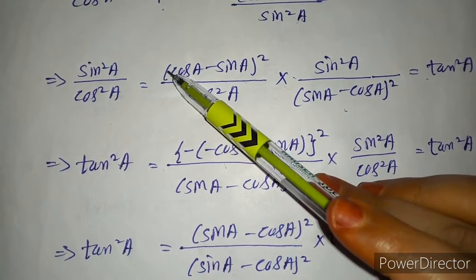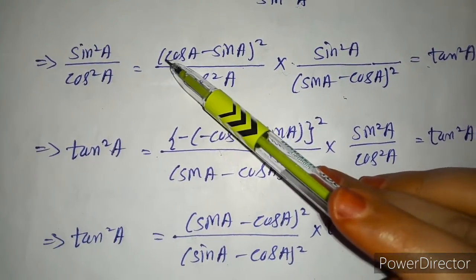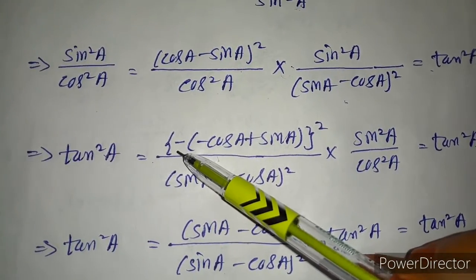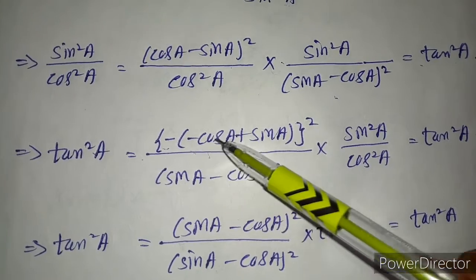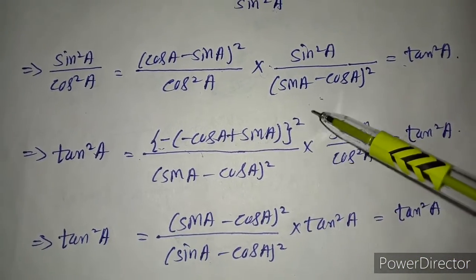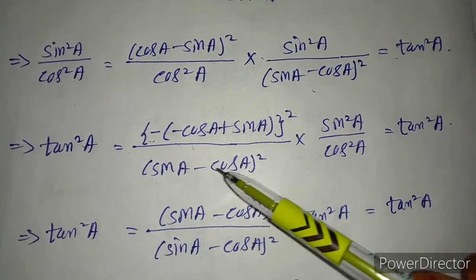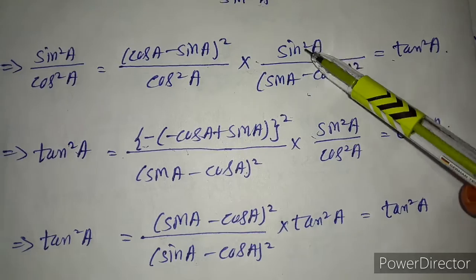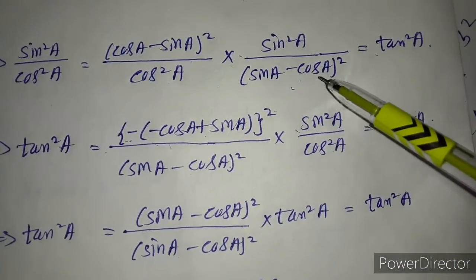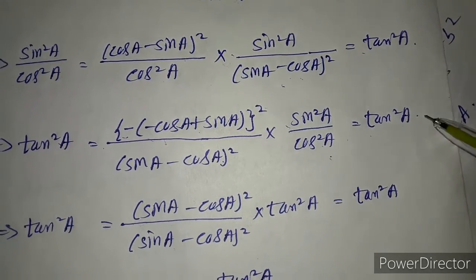This one has no symbol, that means this is a positive term, so this is converted to negative because I can take minus common. So this is minus cos A, and minus is converted to plus, so this is plus sin A whole square divided by sin A minus cos A written first, into sin²A divided by cos²A, which is coming from here, is written in this place, cos²A, is equal to tan²A.